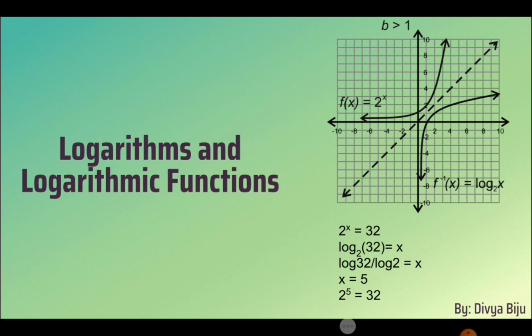So basically, logarithmic functions are the inverse of exponential functions. And basically what logarithms are is the value of the exponent of an equation. So here you can see 2 to the power of x is equal to 32. You can actually use logarithms to solve for what x is. And I'll keep explaining for it to make more sense.